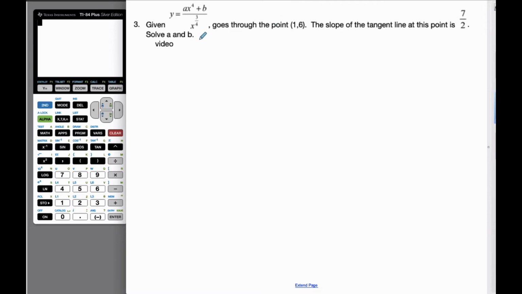All right, so in this problem here, we have y is equal to this function, and it goes through the point (1, 6). The slope of the tangent line at this point (1, 6) is 7/2. We're going to find a and b.